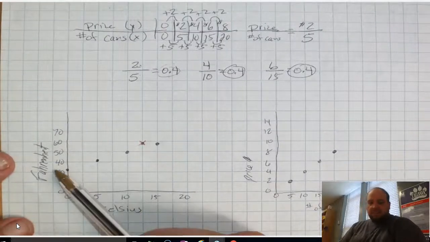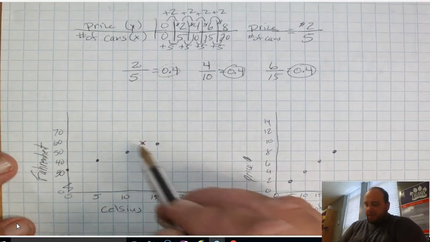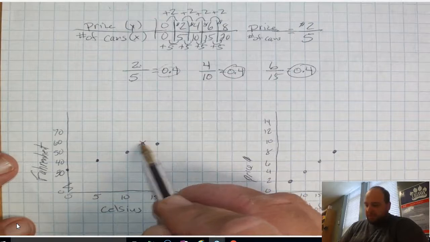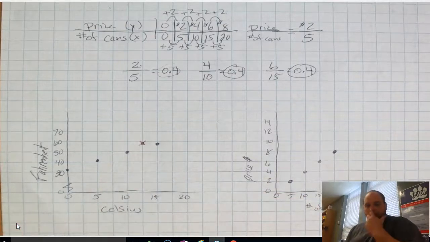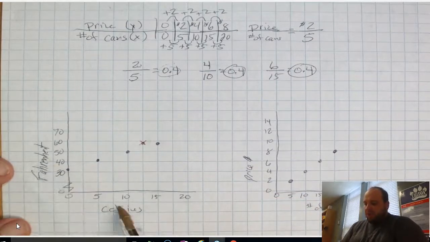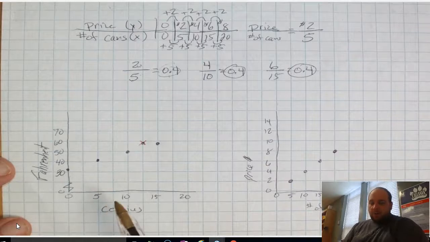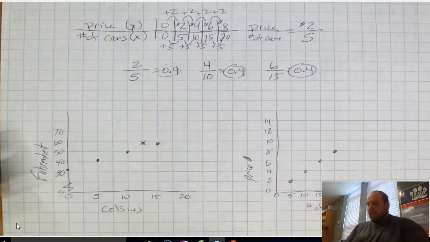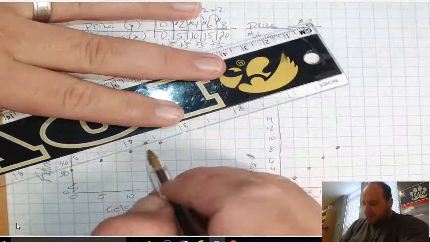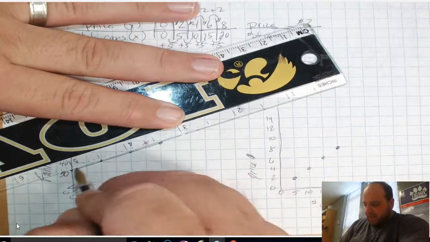So here's my Celsius and Fahrenheit. I've graphed them for you. I accidentally put a dot in the wrong spot, so disregard that point right there. All right, and we know that this one is not a direct proportional relationship.